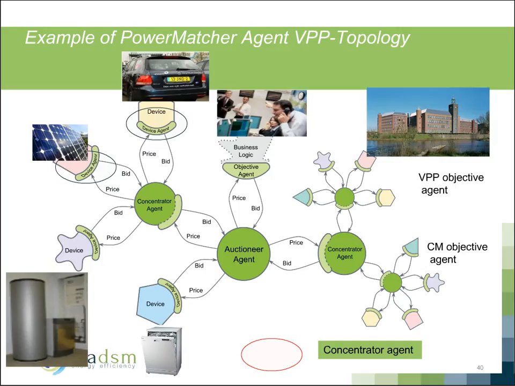So typically you can map the electricity usage or generation of devices. You can map them in the device agent interface. And also there is an objective agent which points to the way that the agents interact with one another. So this is the first type of agent which is possible in a Power Matcher virtual power plant. The second is the concentrator agent that concentrates messages which are interchanged between the agents within Power Matcher.